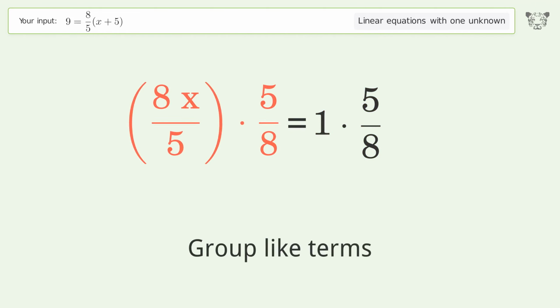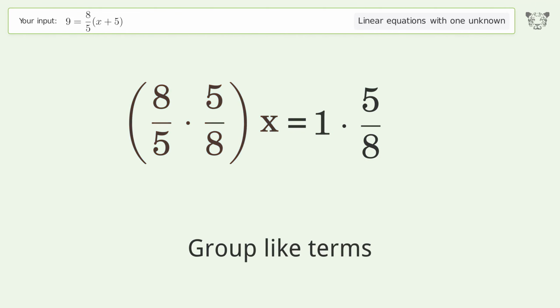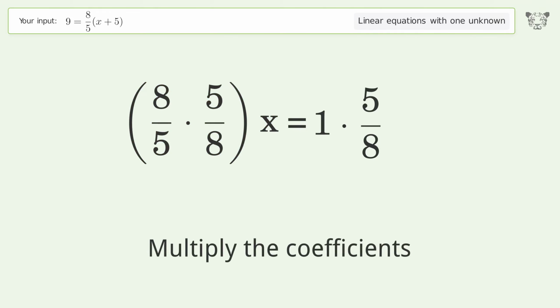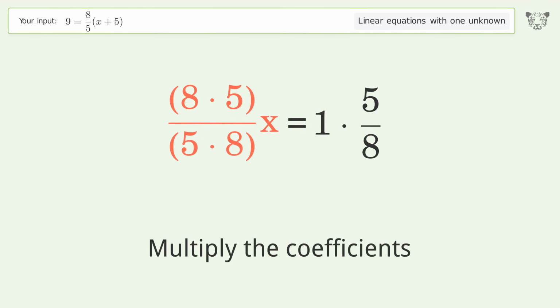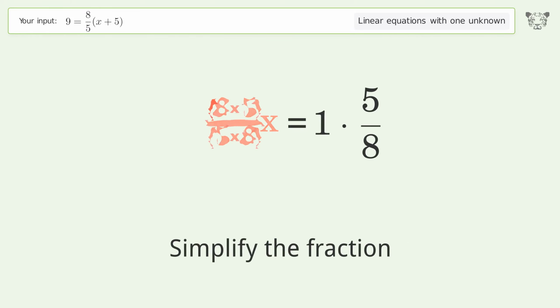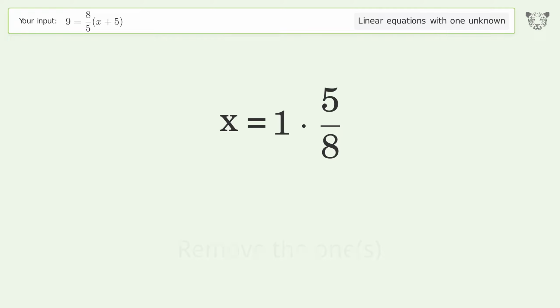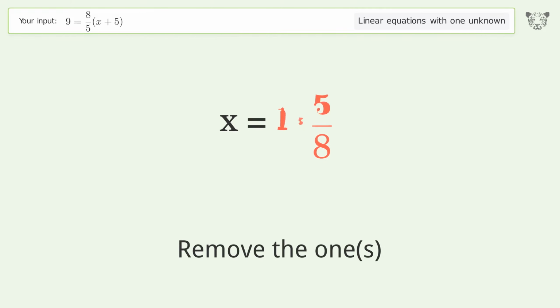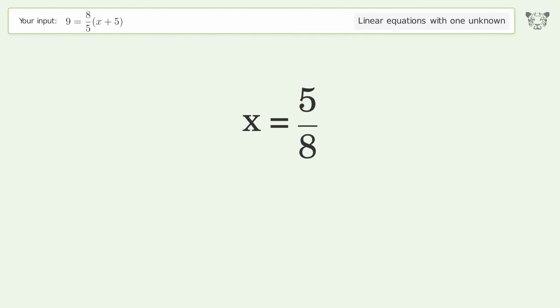Group like terms. Multiply the coefficients. Simplify the fraction. Remove the ones. And so the final result is x equals 5 over 8.